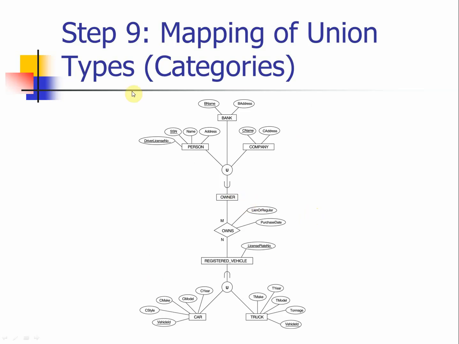So if we look into a bigger picture over here, you can see that the top part is the one that we have focused on. Now the other part, registered vehicle, has another union type. So of course, when we do that, we need to have a car with a vehicle ID that links back to the registered vehicle. Truck has another ID attribute as a foreign key link back to the registered vehicle. And then we will also have local attributes to the registered vehicle, and then use an M to N relationship to connect the two.